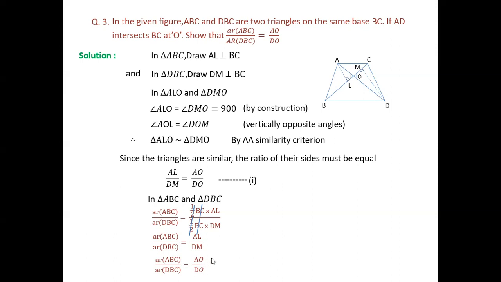Yeah. Next. Because these two are equal, therefore we say the ratio of these two triangles is AO upon DO.